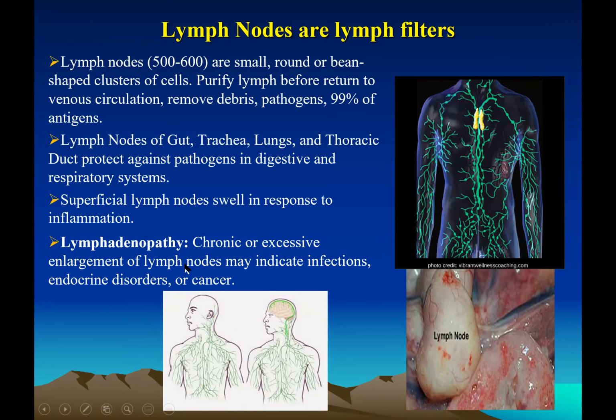Lymphadenopathy is enlargement of the lymph node because of infections. Sometimes they will remove the lymph node. For cancer too, when there's breast cancer, the lymph nodes in the axillary region here will swell up and it can be palpated.